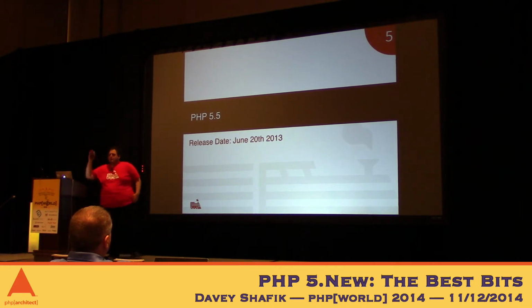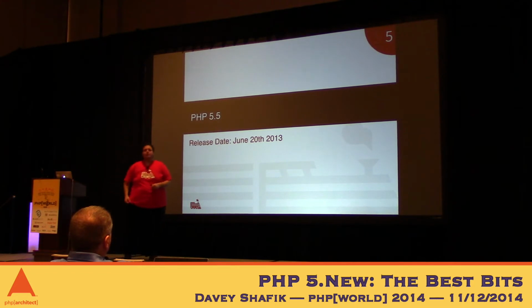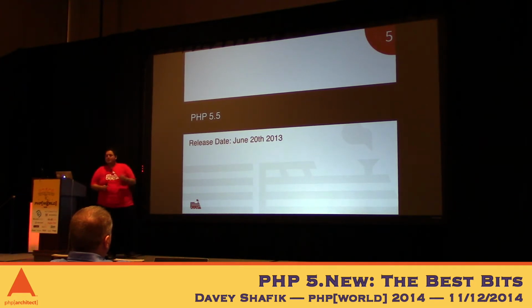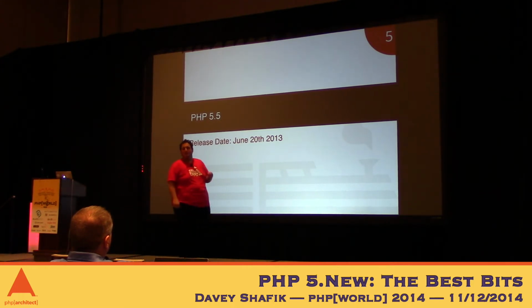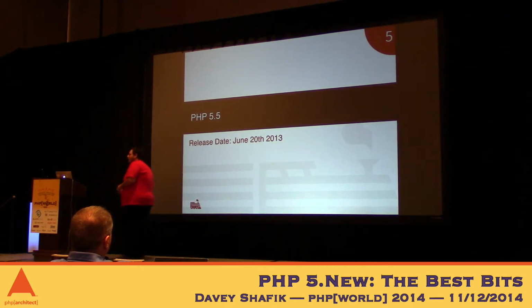They deprecated the /e modifier in Perl-compatible regular expressions, preg. That was the eval modifier. So basically, you could actually eval code in your regular expressions, which is terribly insecure. So that's now deprecated. But even more importantly, ext/mysql. Anyone still using that? The original MySQL extension? That is now officially deprecated, not just community deprecated. So that's a huge win.